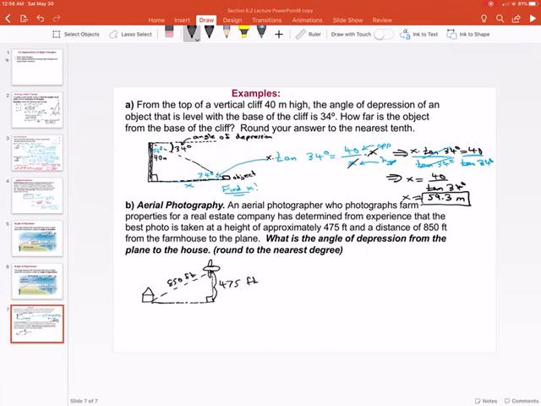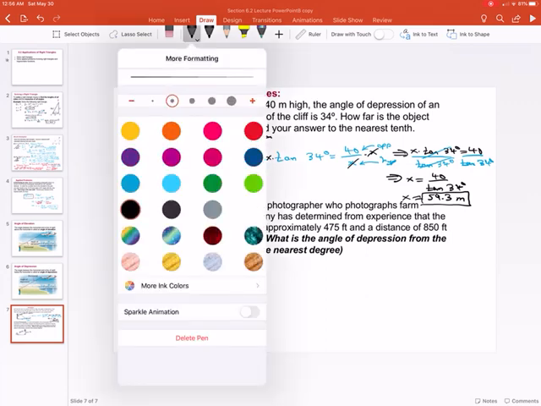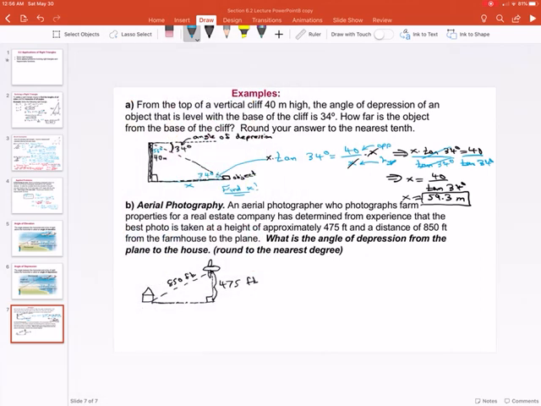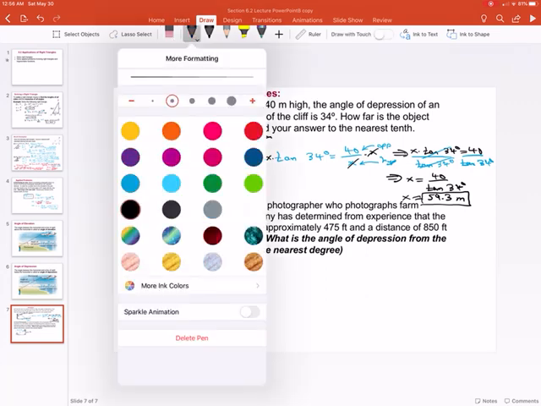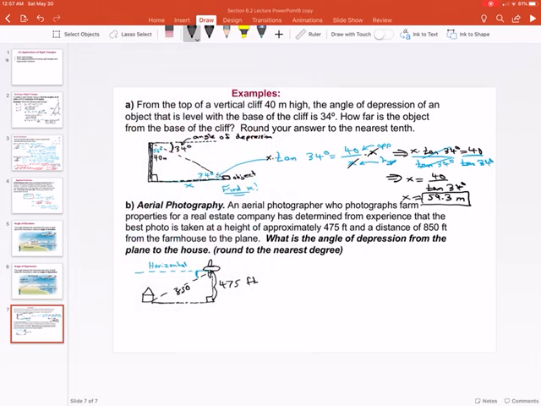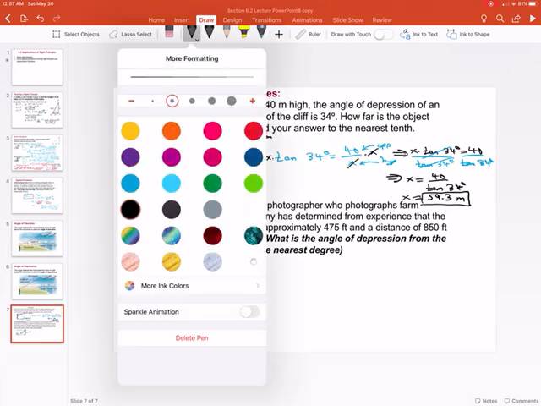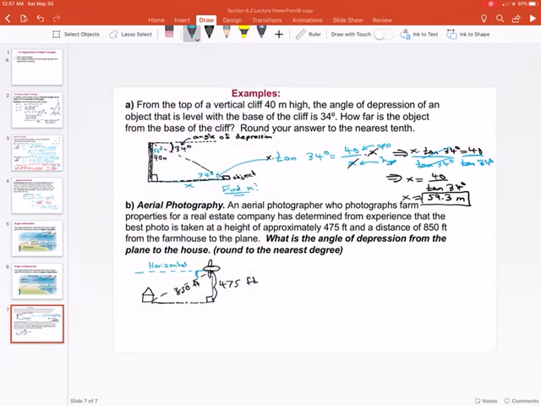What we're looking for is the angle of depression, so I'm going to draw that in. Now remember, the angle of depression is the angle formed between the horizontal and your line of sight down below. So here's my horizontal, and here's my line of sight. We're looking for this angle measurement right here. While we have it, let me move this distance, 850 feet, beneath it. Here's my angle of depression that I want to find. We'll call that theta.